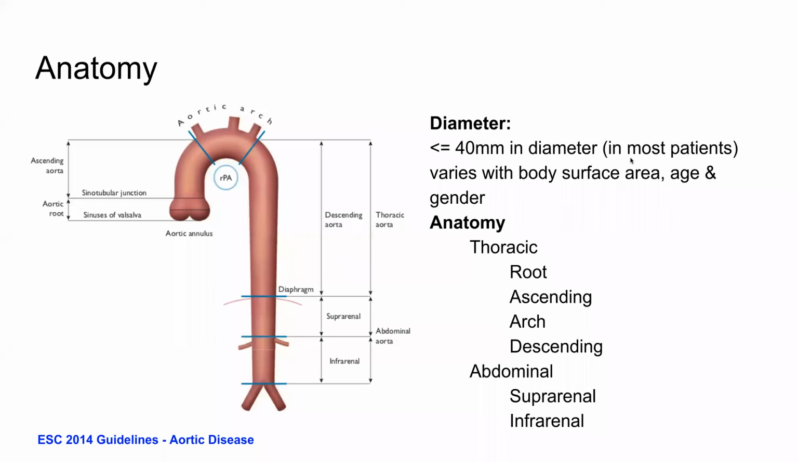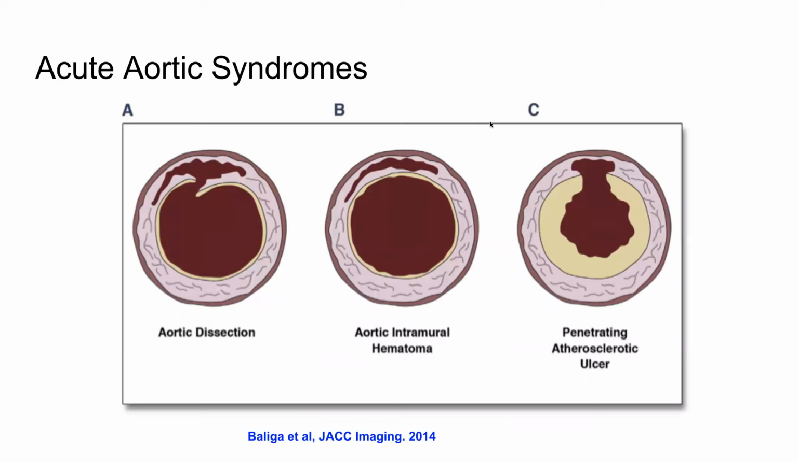In any patient, and this applies to most patients, it's important to understand that the size of the aorta depends on the patient's body surface area, their age, and gender. So smaller patients, females, younger, have smaller aortas than larger male patients, and as people age, the aorta gets bigger. Okay. Now, as far as the acute aortic syndromes, there are three types.